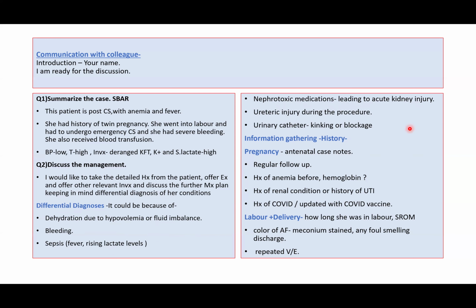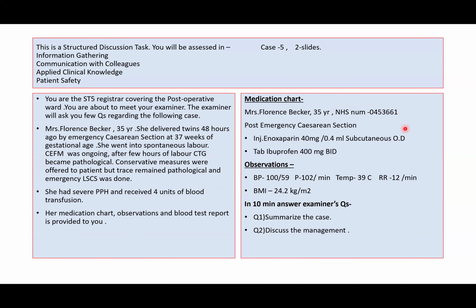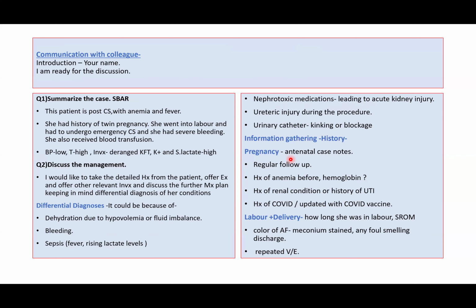Our patient is on gentamicin and ibuprofen. Where is it? Okay, not gentamicin. She's on ibuprofen, a non-steroidal anti-inflammatory drug. Then it can happen because of ureteric injury during the procedure. There can be a kink in or blockage of the urinary catheter.